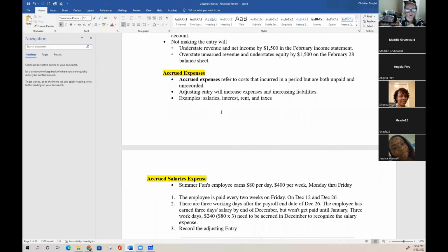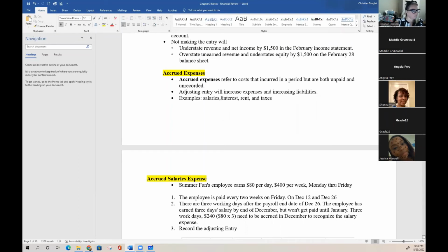I know that I've incurred it. We've been provided the electricity for the building, so I just haven't gotten the bill yet. So it's an expense that we put in, and it's called accrued expense because we haven't gotten the bill yet. It's just accrued expense. Okay, then sometimes that happens with salaries.